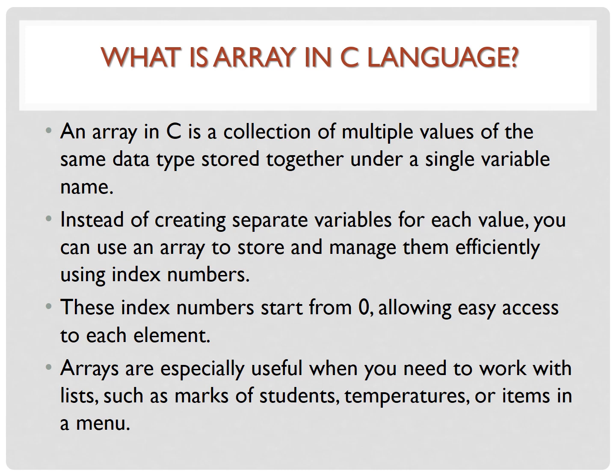What is an array in C? An array is a collection of multiple values of the same data type stored together under a single variable name. Instead of creating a separate variable for each value, you can use an array to store and manage them efficiently using index numbers. These index numbers start from 0, allowing easy access to each element. Arrays are especially useful when you need to work with lists such as marks of students, temperatures, or items in a menu.